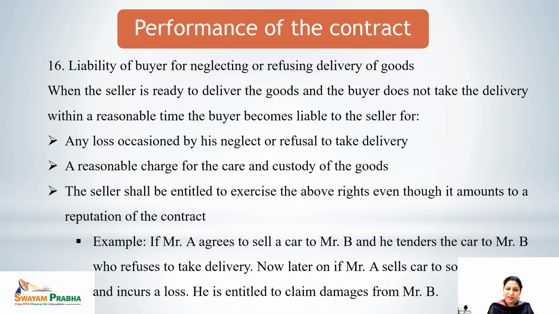Let's make it more clear with the help of an example. If Mr. A agrees to sell a car to Mr. B and he tenders the car to Mr. B who refuses to take delivery. Now later on, if Mr. A sells the car to somebody else and incurs a loss, he is entitled to claim damages from Mr. B, the previous buyer. That means the buyer has the liability if he is refusing the delivery of the goods or he is neglecting the delivery of goods.